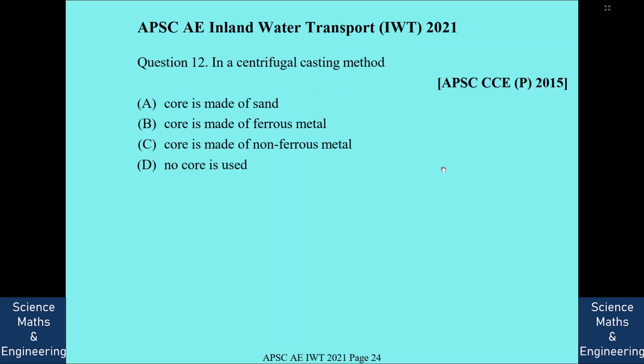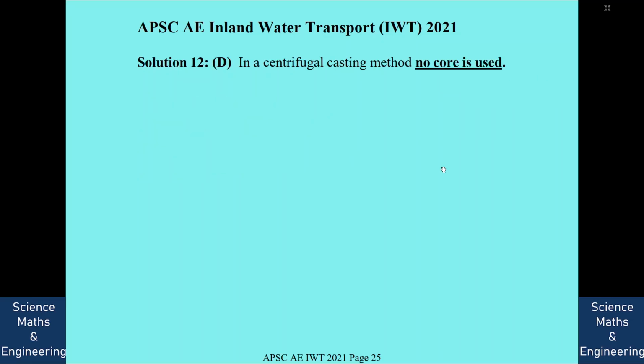Next. In a centrifugal casting method, A. core is made of sand, B. core is made of ferrous material, C. core is made of non-ferrous material or D. no core is used. So the answer is in a centrifugal casting, no core is used.